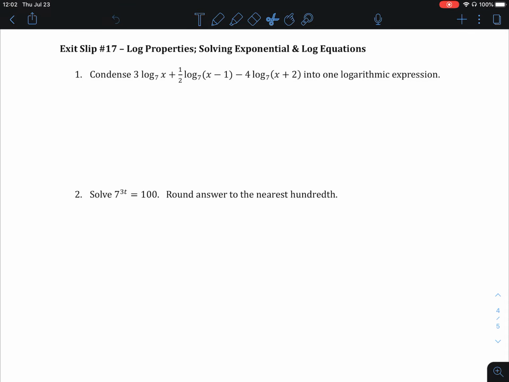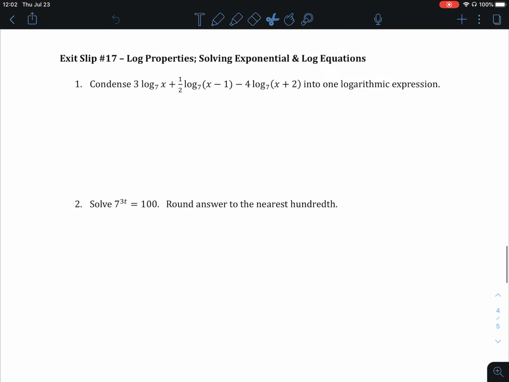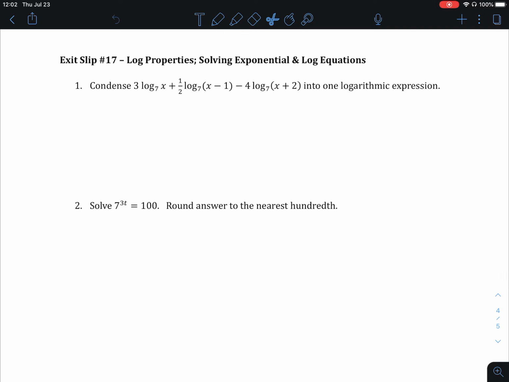All right, let's take a look at exit slip 17. In this exit slip, we were reviewing log properties, specifically the product, quotient, and power properties, and also playing around with solving exponential and log equations. As we know by now, there are a wide variety of equations we can solve using exponentials and logs.